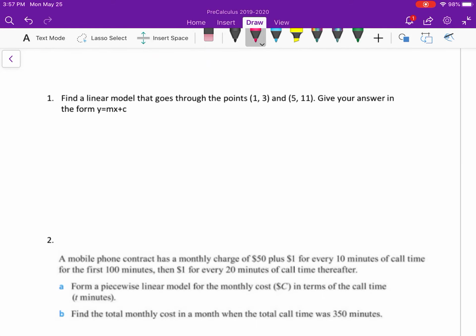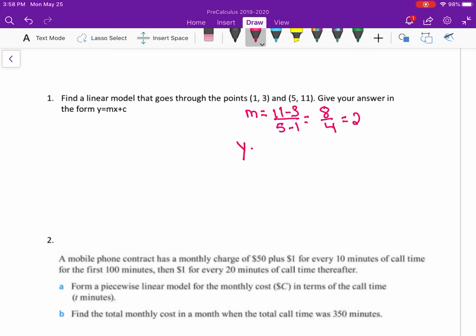Find a linear model that goes through the points (1, 3) and (5, 11). Give your answer in the form y equals mx plus c. And we talked about how y equals mx plus b. Depending on where you are in the world, your answers are in different forms. So the first thing we want to do here is find the slope, change in y over change in x, which is 8 over 4, which is 2.